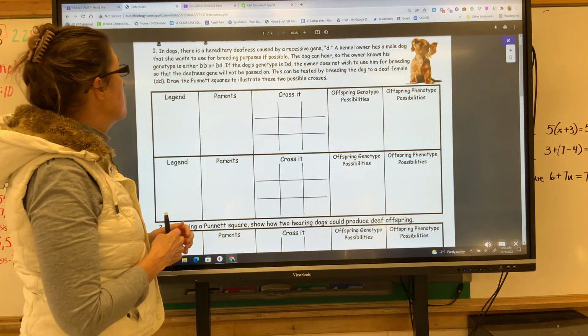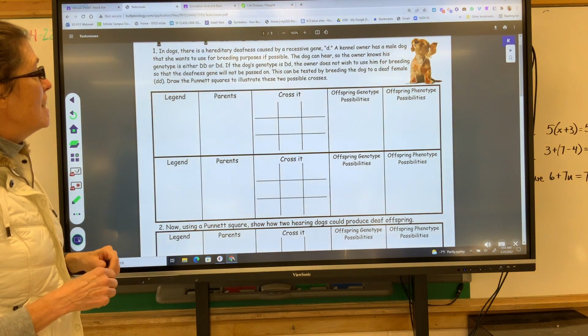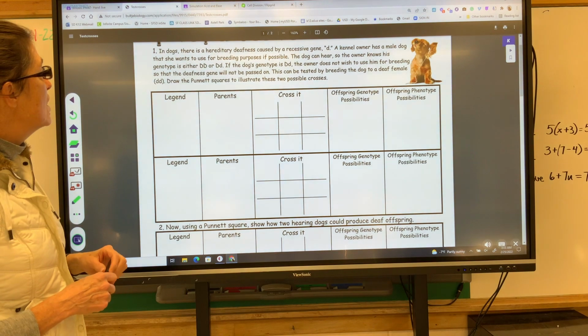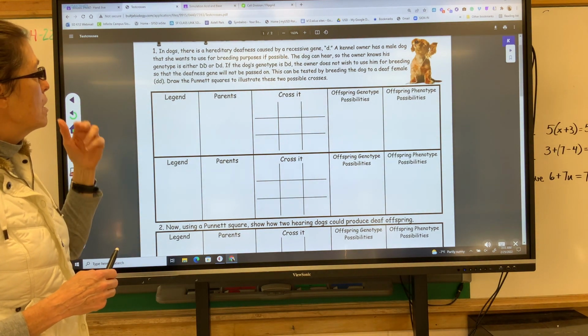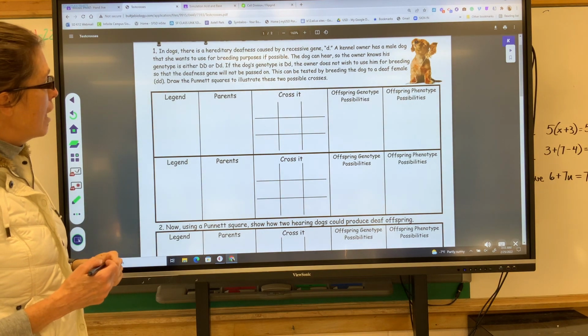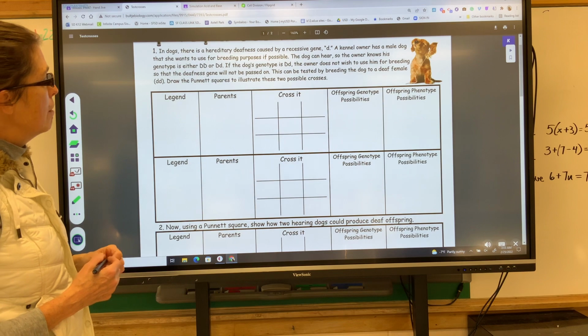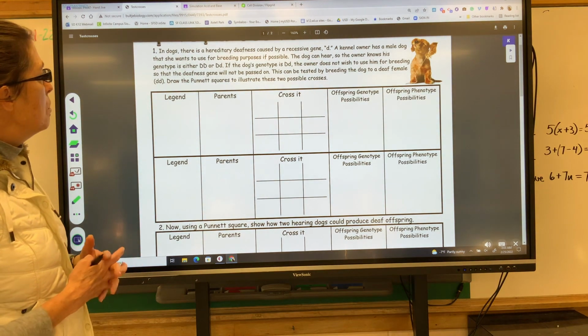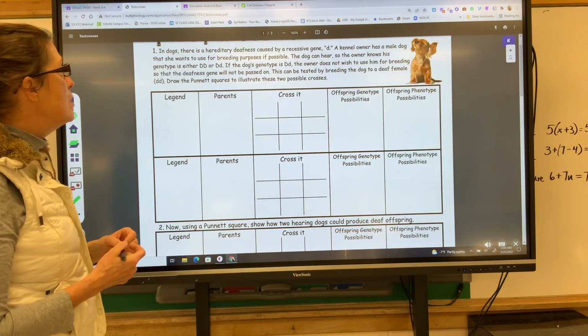A kennel owner has a male dog that she wants to use for breeding purposes. If possible, the dog can hear, so the owner knows his genotype is either capital D capital D or capital D small d. If the dog's genotype is capital D small d, the owner does not wish to use him for breeding, so the deafness gene will not be passed on. This can be tested by breeding the dog to a deaf female.